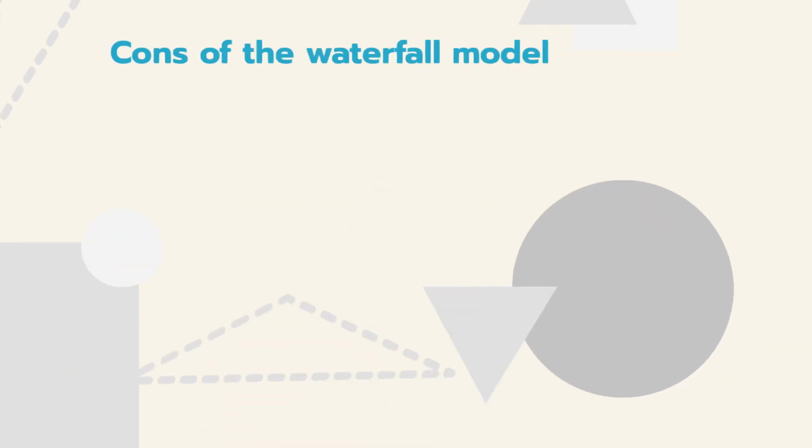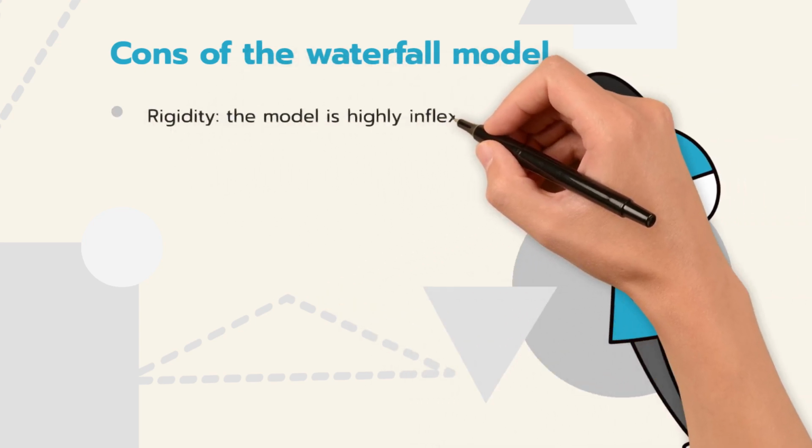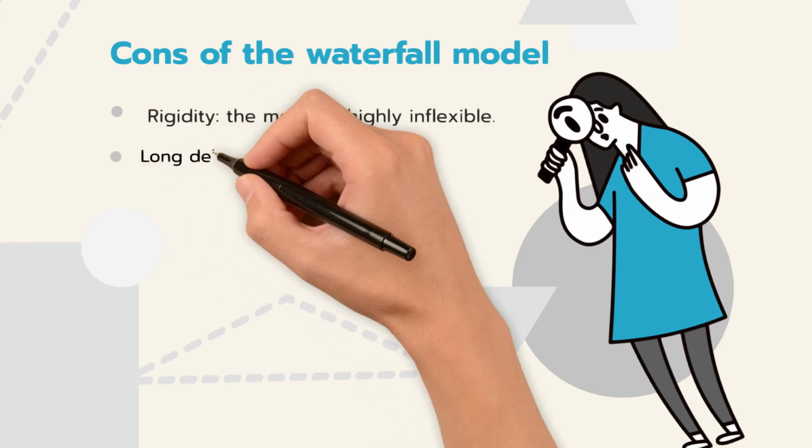Now for the downside. The waterfall model is known for its rigidity. It's highly inflexible, making it difficult to accommodate changes once a stage is complete. It's like realizing halfway through baking your cake that you forgot an ingredient. What should you do? Start all over again.